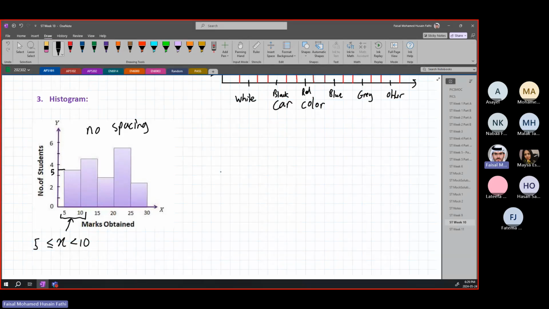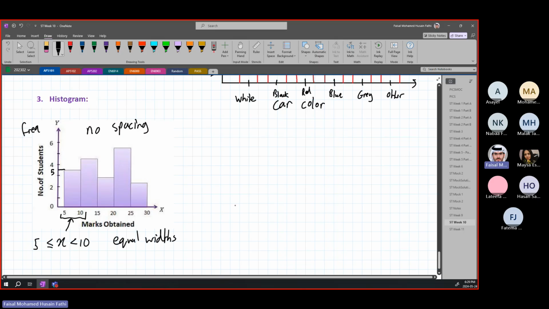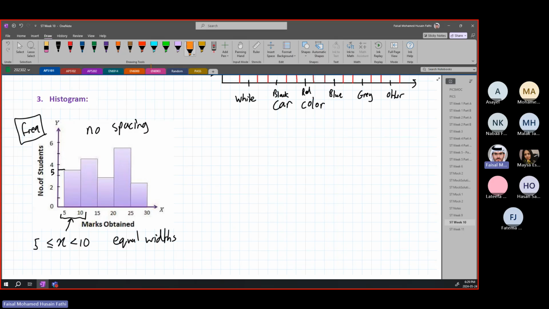Sorry about that. So as I was saying, this is the interval, and the value of the frequency will be here if this is the actual frequency in this case, which is the number of students. This only happens when you have equal widths. All right. So when you have equal widths here, this will be frequency. Okay. So that's the only time this occurs, that this is the frequency, when they are in equal widths.